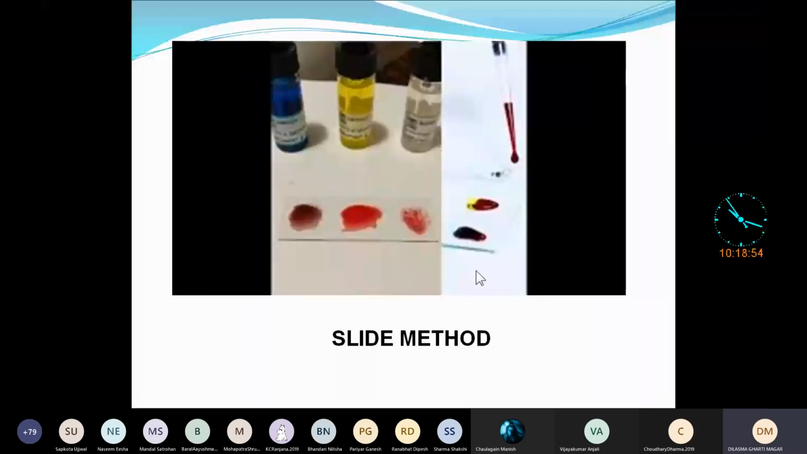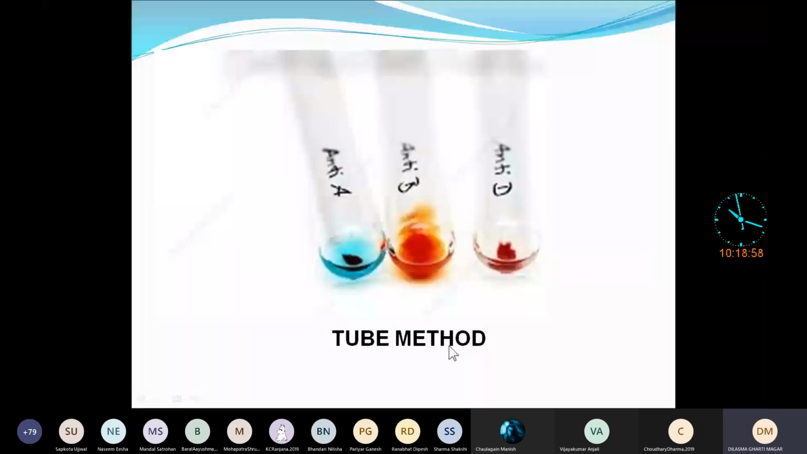In case of the tube method, here you can see test tubes, isn't it? Blood is kept, and then the antisera is added. Anti-A is added in the left tube, the anti-B is added in the middle tube, and the anti-D is added in the tube on the right side. With this we can make out that there is clumping, and a blood clot is seen in the anti-A and in case of the anti-D, isn't it?